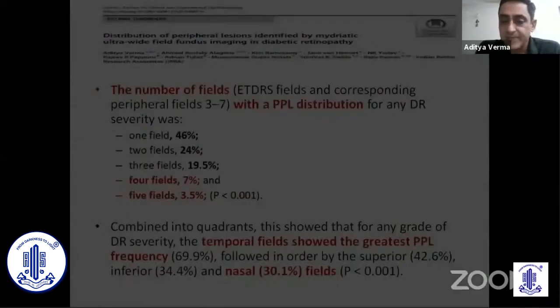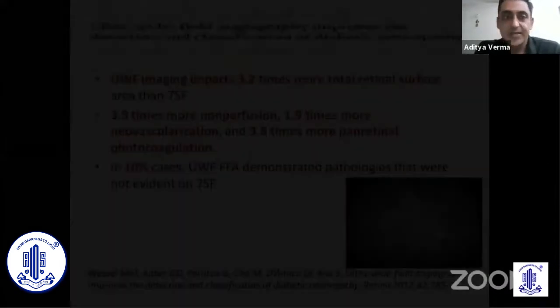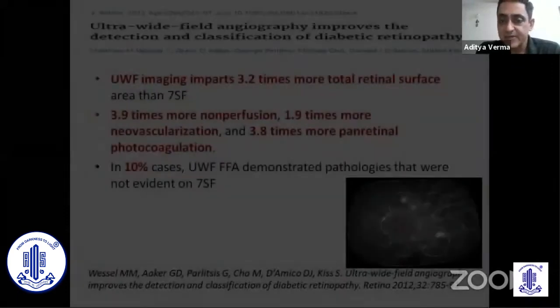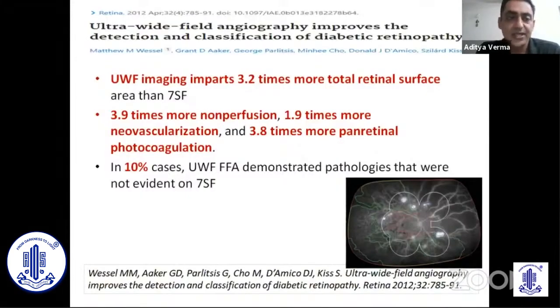So a very good publication by Wessel et al., where the fundus fluorescein angiogram has been incorporated in the ultra wide field system. They showed that ultra wide field imaging imparts about 3.2 times more total retinal surface area than the standard 7 fields. They also showed 3.9 times more non-perfusion, 1.9 times more neovascularization, and the need for pan-retinal photocoagulation was about 3.8 times more when the imaging was done with the ultra wide field technique. And in 10% of cases, the pathologies would have been missed if the ultra wide field technique was not used.